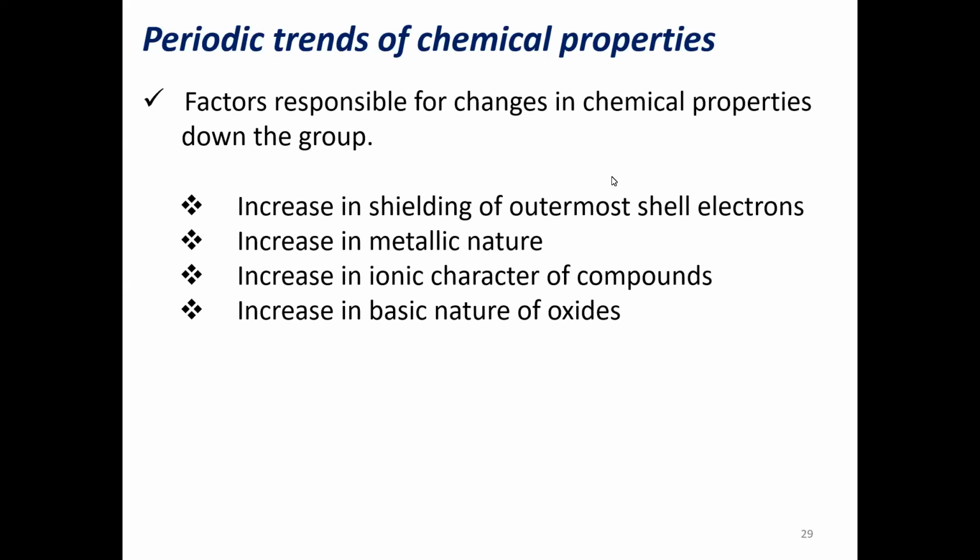So they will want to combine with the non-metals, forming an ionic bond. Like your sodium can combine with your chlorine to form an ionic bond. So there's increase in ionic character of the compounds down the group. Because there's increase in metallic character and ionic character, we also expect an increase in basic nature of their oxides, because the metals are actually basic. So basicity increases as metallic character increases.